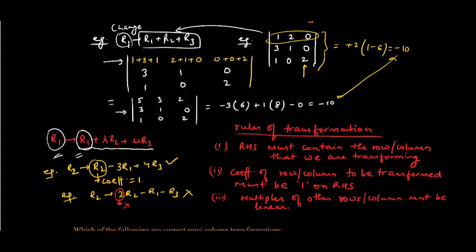Suppose, for example, I write R1 as R1 plus R2 into R3. This is incorrect because this is not allowed. I cannot multiply 2 rows and add. The rows should be added with a constant multiple.